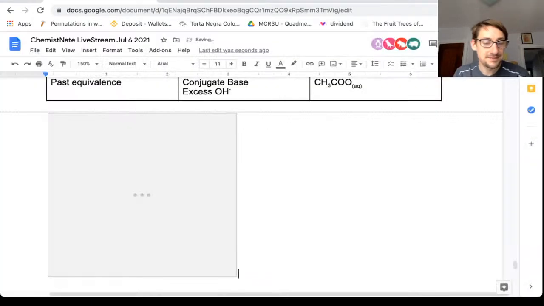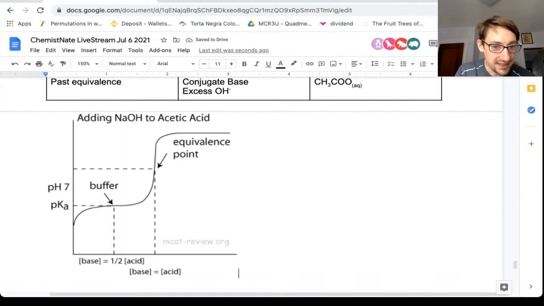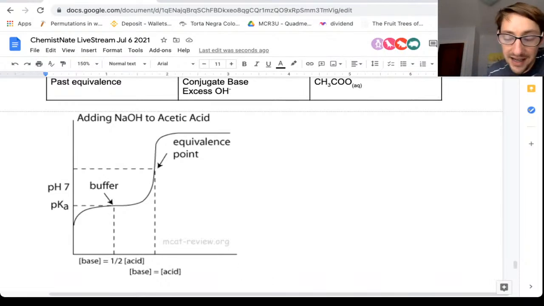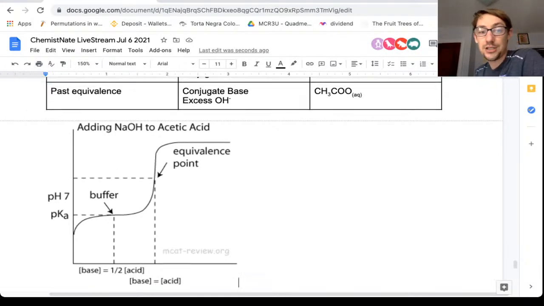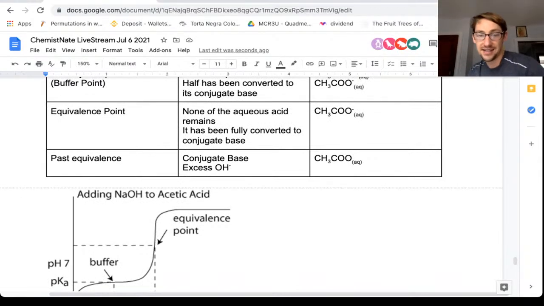I love you, Imgur. Okay, here we have only acid. Here we are halfway to equivalence, so you have some of it having been converted to its conjugate base. Only half of it, though. So you have some of the acid left. You have some of the base that's been forcefully created. Equivalence point is when you've forcefully converted all of your acid into its conjugate base. You've added as many OH minuses as you had of acid before.